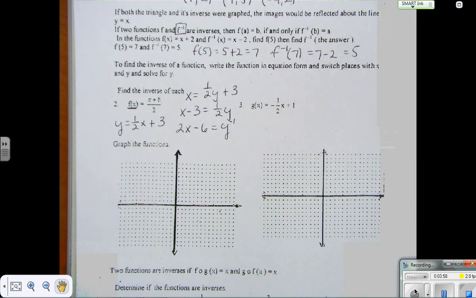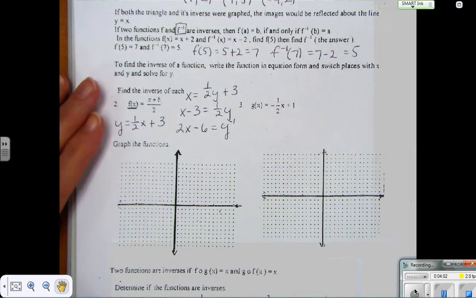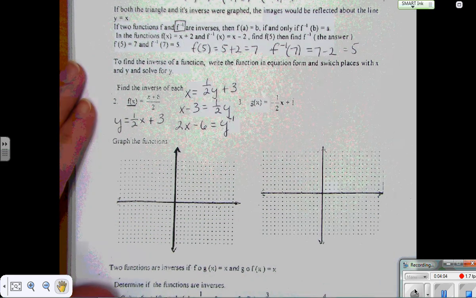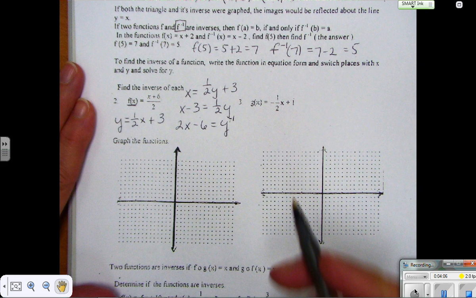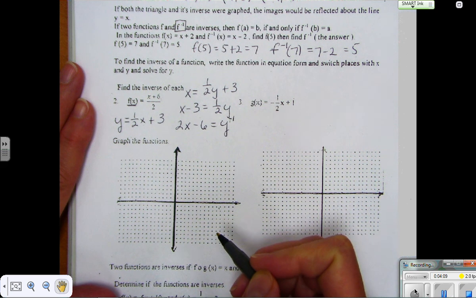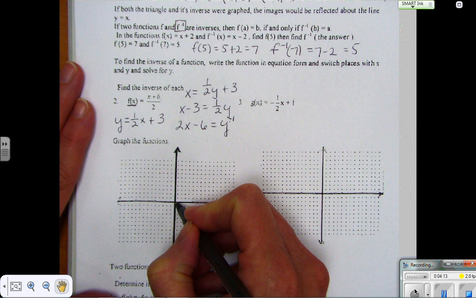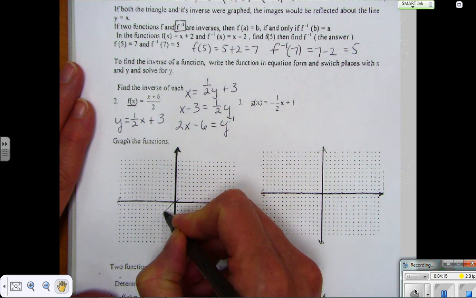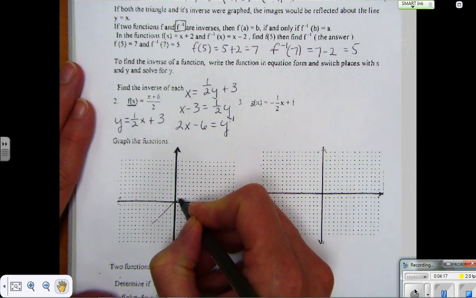Okay, so I also want to graph both of those functions. And remember that the graph of the inverse is going to reflect across the y equals x line. So it's going to reflect across this line that goes through. I'm just going to make it a dotted line.